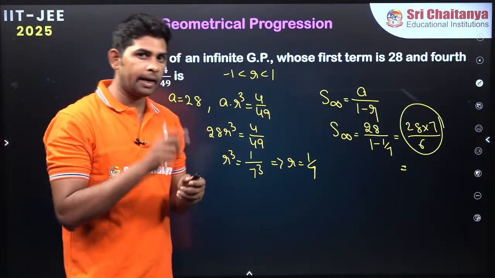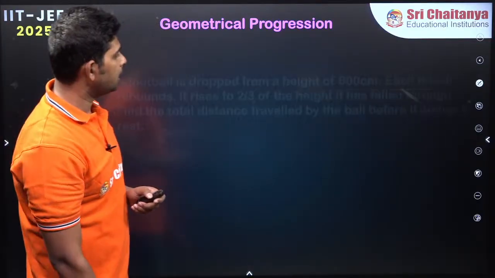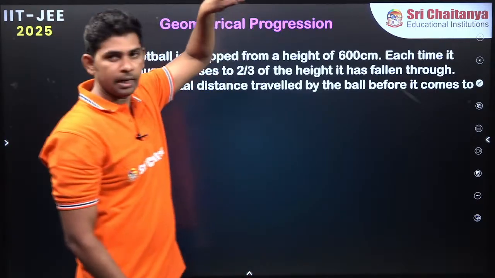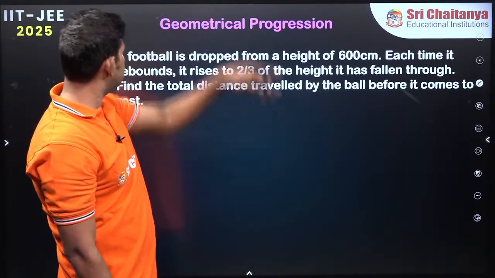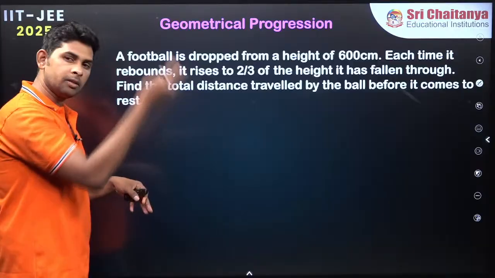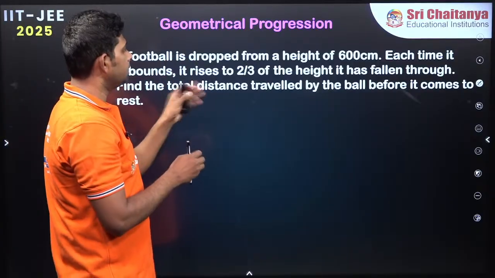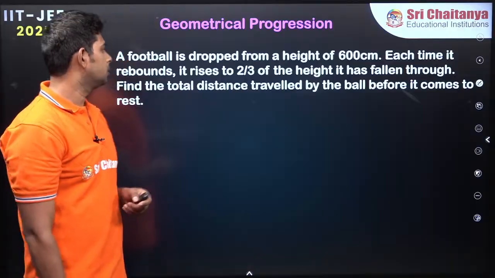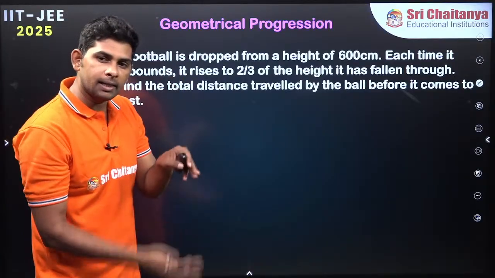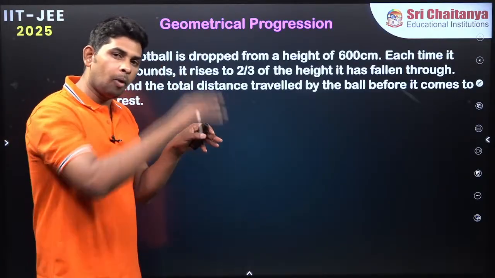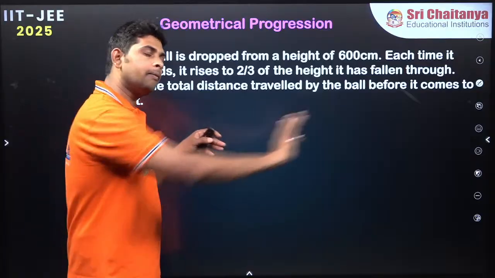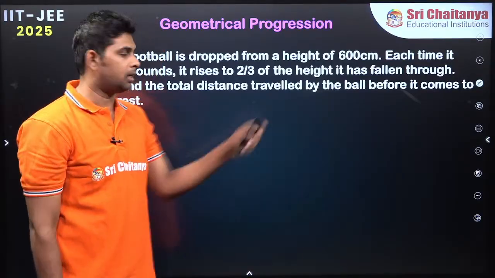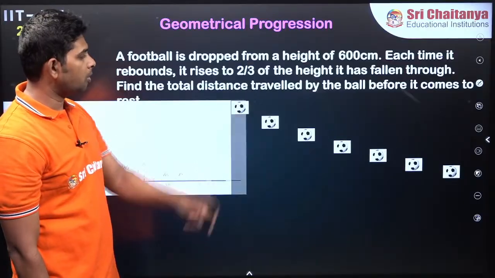I was telling you about the example of bouncing balls, so let us take that one. A football is dropped from a height of 600 centimeters and each time it rebounds, it rises to 2 by thirds of the height it has fallen through. Now let us find all the distance that is travelled, considering all the bounces, and let us see how much it is going to be, whether it converges or not, right? So the balls are bouncing like this.